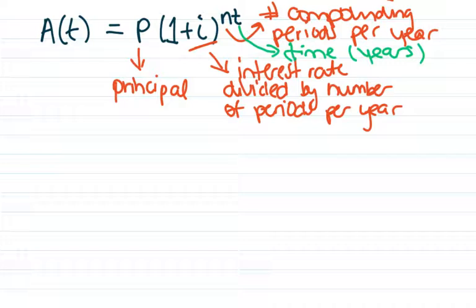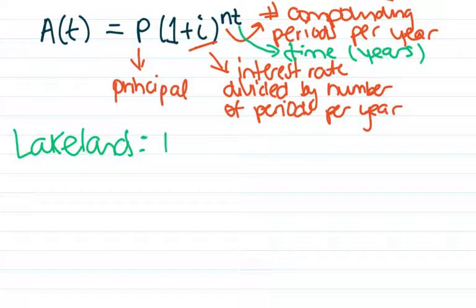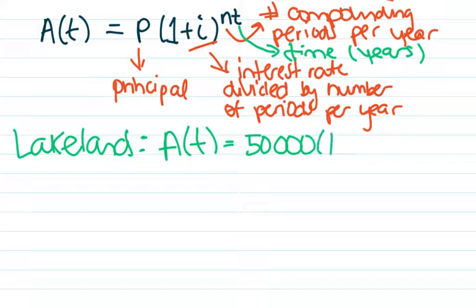So we'll start with Lakeland. The amount as a function of time equals the principal, so the amount we're investing is $50,000, times 1 plus the interest rate. The interest for Lakeland is compounded annually, so we don't need to divide it because it's just compounded once per year. So the interest rate is 6.25%, as a decimal, 0.0625. And that's to the power of nt. The number of compounding periods per year is 1, so it would be 1t. So I'll just write t.